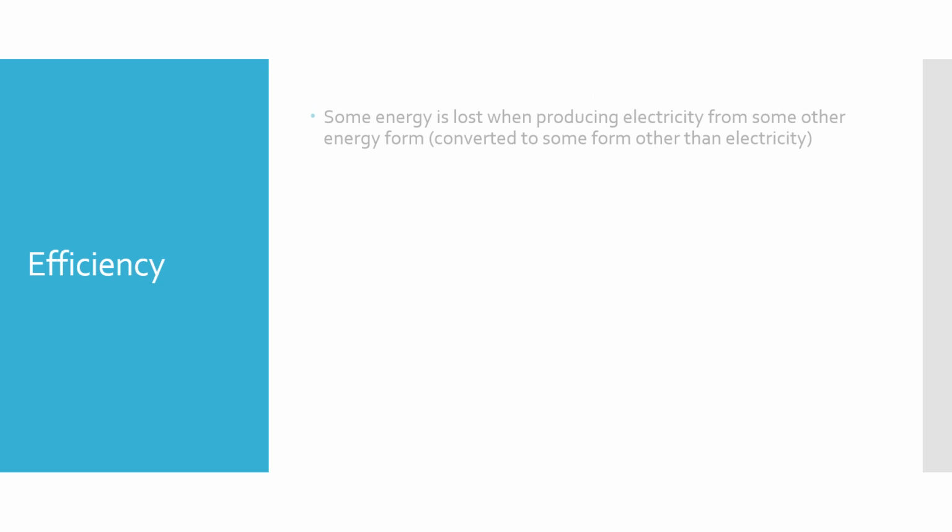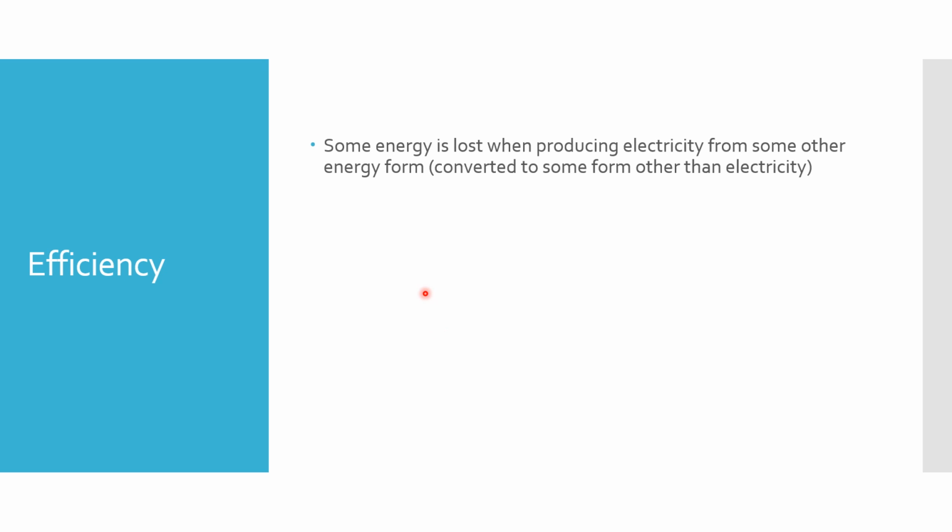Now let us talk about an important term in any system, which is efficiency. In any system, some of the energy is lost when producing electricity from some other energy form. For example, you have a solar power plant. Then all of the light incident on solar panels cannot be converted into electricity. Some of it is lost in a variety of forms, and the lost energy is normally converted into some form other than electricity.